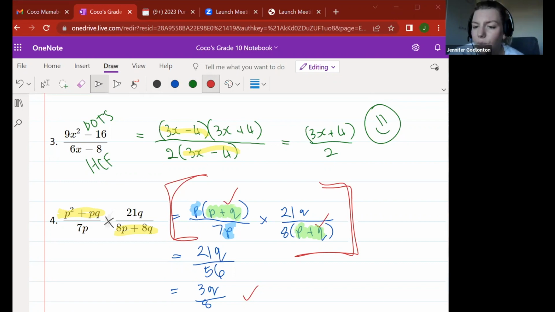So for the question that's come in the chat, you can't really show where things cancel. You can if you're just using your pencil and you're showing which is canceling out, but you don't get marks for that step. You get marks for your final answer.